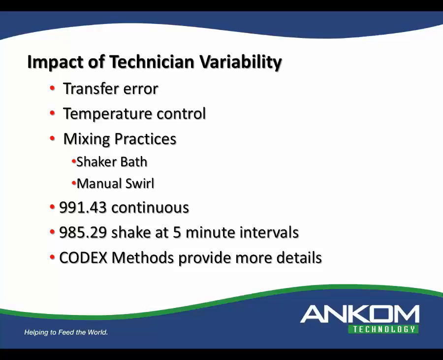In 985.29, it specifically says in 5-minute intervals. If you go to the Codex methods, the 2009, 2011, it starts to get a little bit more specific on the types of agitation, revolutions per minute, and things like that. The key element really is this idea of access of the enzymes to the sample because of the surface area provided by agitation.